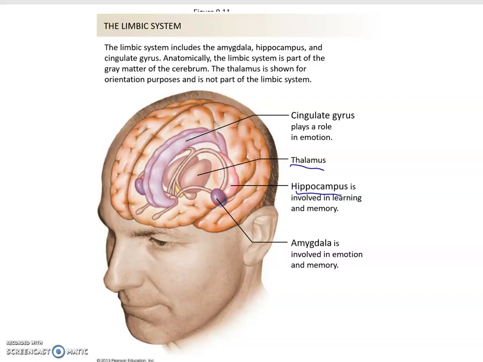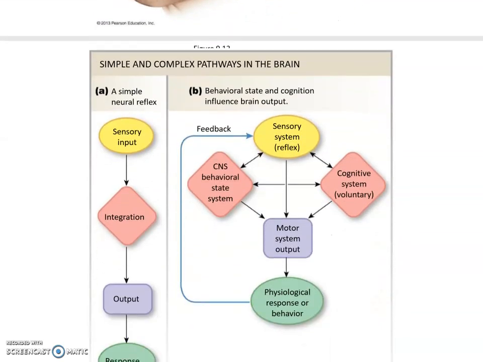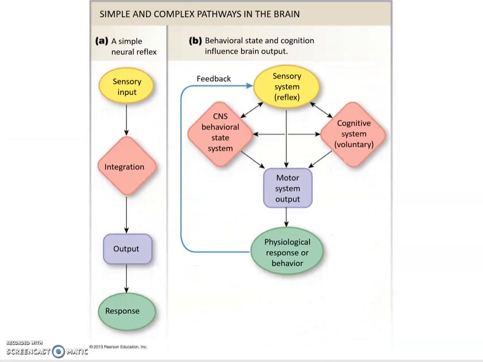The hippocampus region, also very important. The amygdala, very important for the limbic system. And the cingulate gyrus right here, so of course important. And in here, simple and complex pathways in the brain.